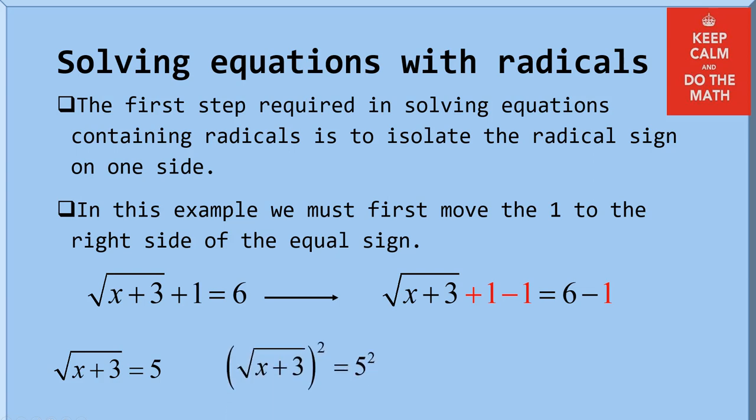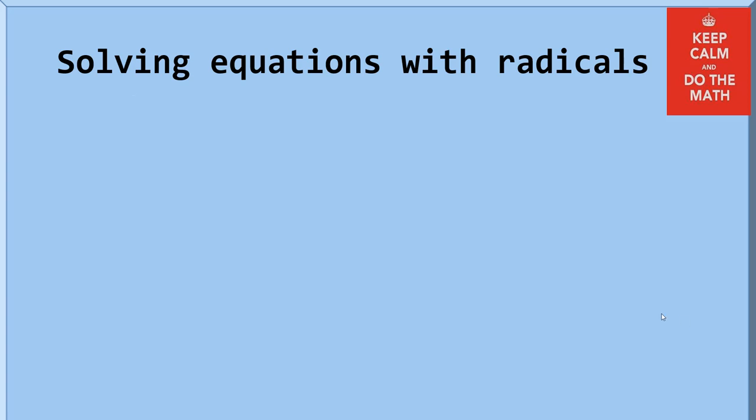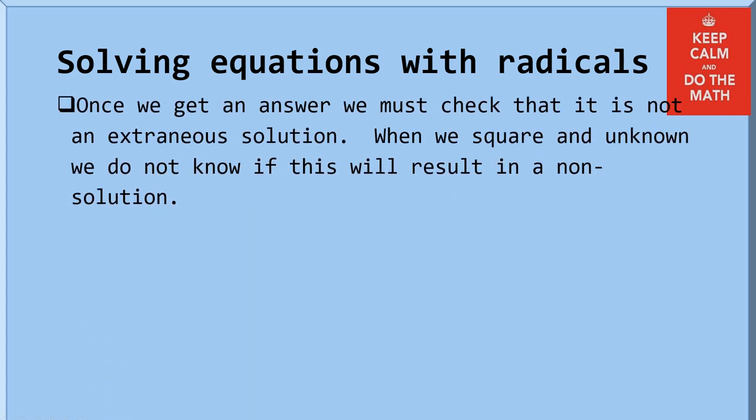Now the next step is that we're going to square each side, because by squaring a square root, we're going to simply get the x plus 3 back under the radicand. So we end up with x plus 3 equals 25. And at this point, we're just going to subtract 3 from both sides, and x is going to equal 22. Once we get our solution, we need to check it.